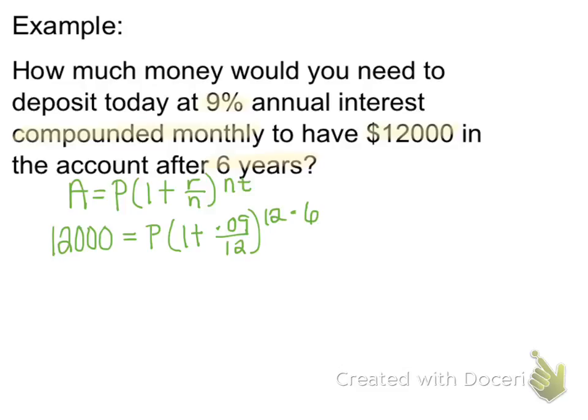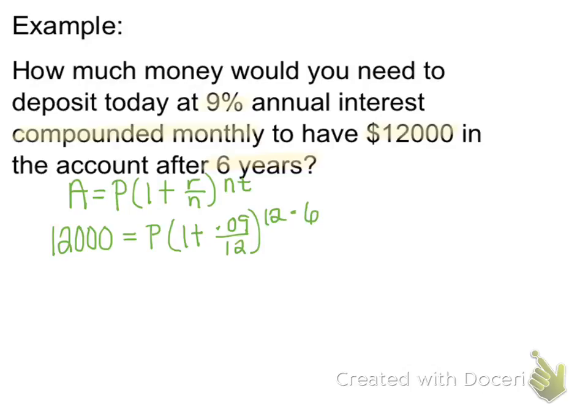So you can see here that I used the same formula as last time. I plugged the 12,000 in for my outcome value of how much was going to be in the account at the end. I don't know my initial or principal value, which is the P. And then 9%, I turned that into a decimal. Because I'm compounding monthly, that is why n is 12, and then multiplying it by the 6 for the 6 years.